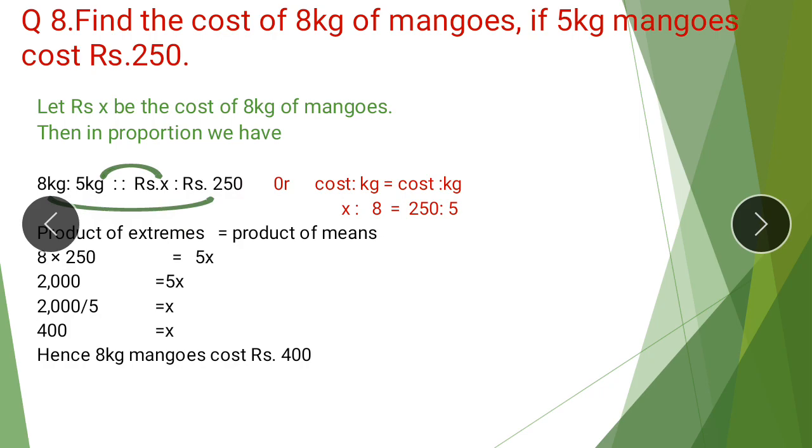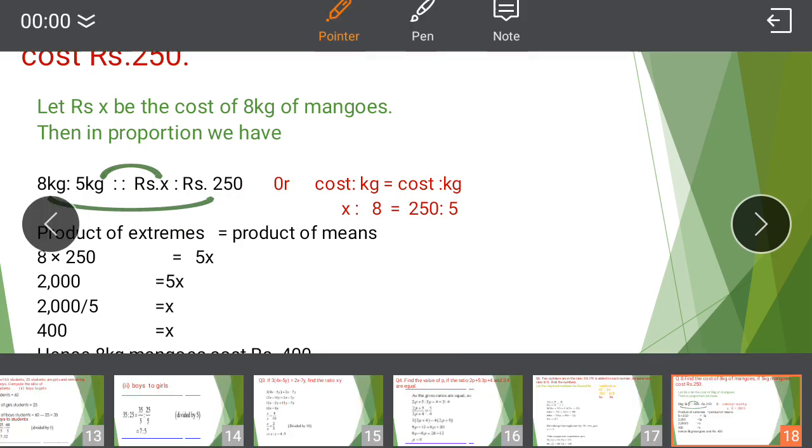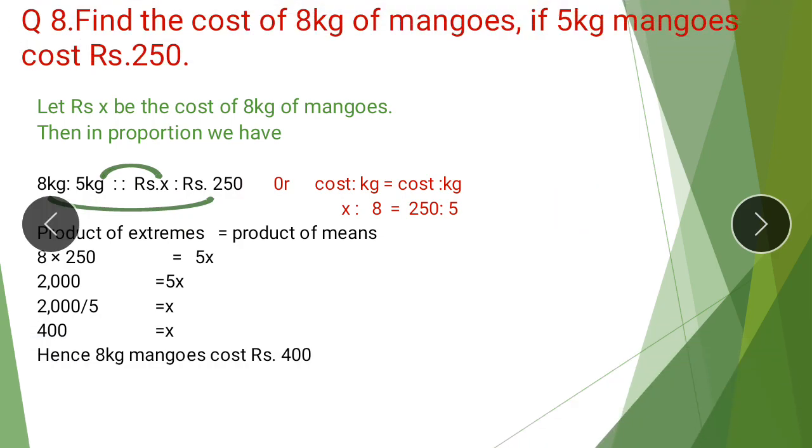Now how can it be solved? You can write this in fraction form for the solution, or you can use another method: the product of extremes and product of means. Extremes means the first and the last values, and means are the middle values. Whether you write this in fraction form for simplification or apply this method, both are correct. So 8 kg with 250 and 5 kg with x. So product of extremes and product of means.